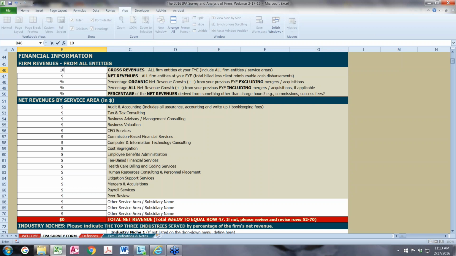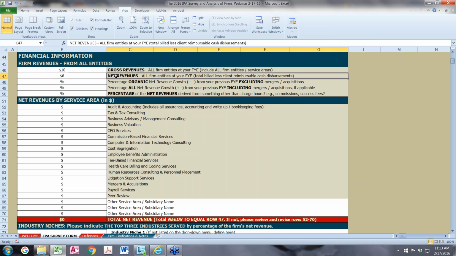The actual dollar amount for gross revenues should represent all the revenues that your time and billing system says you should charge at standard rates. Report accrual basis net revenues before bad debt write-offs. Let's go down now to row 47, focusing on net revenue, which is the actual billed amount, net of actual client reimbursables from all entities, which were included in the firm's gross revenue number. Write-ups and write-downs should be included in this number, but bad debts should not be.